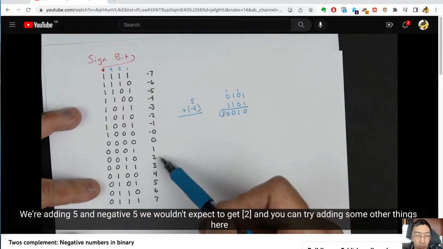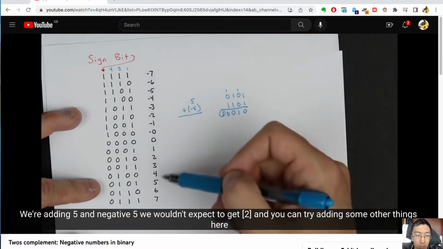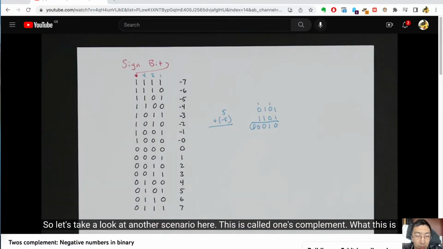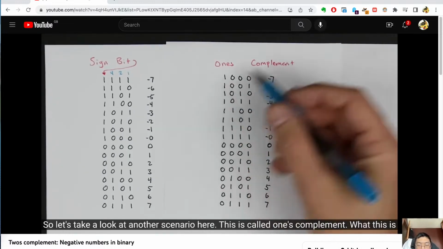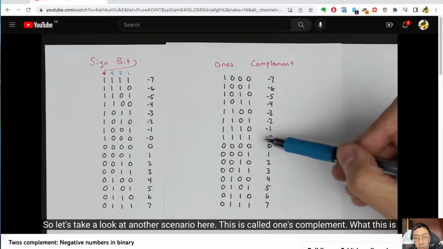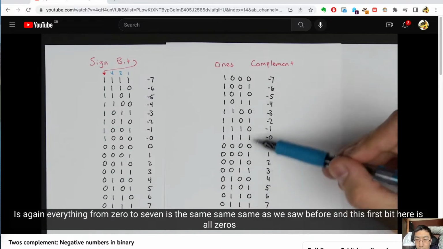If we're adding 5 and negative 5, we wouldn't expect to get 2. And you can try adding some other things here. It doesn't work. So let's take a look at another scenario here. This is called 1's complement. What this is again, everything from 0 to 7 is the same as we saw before.